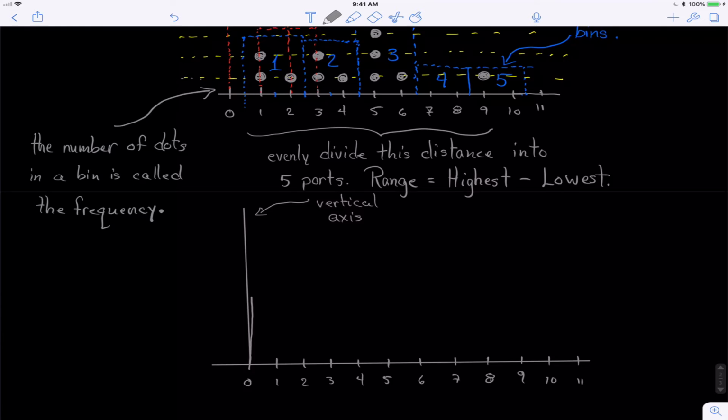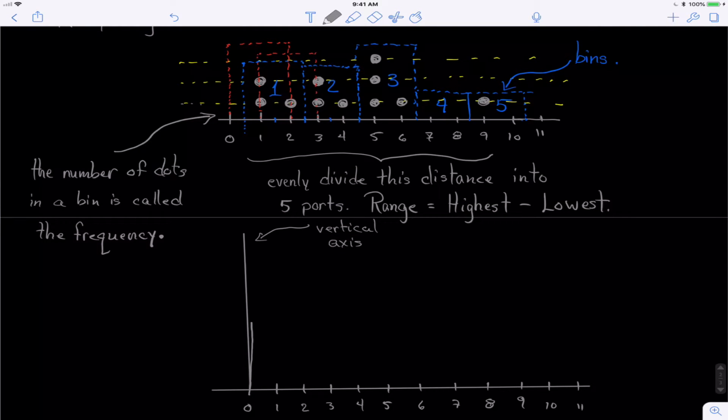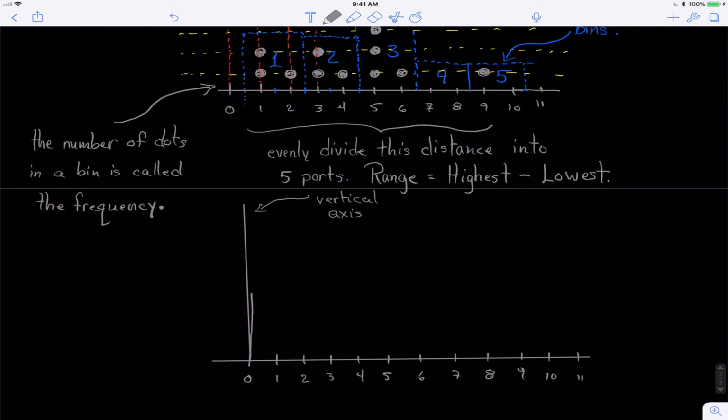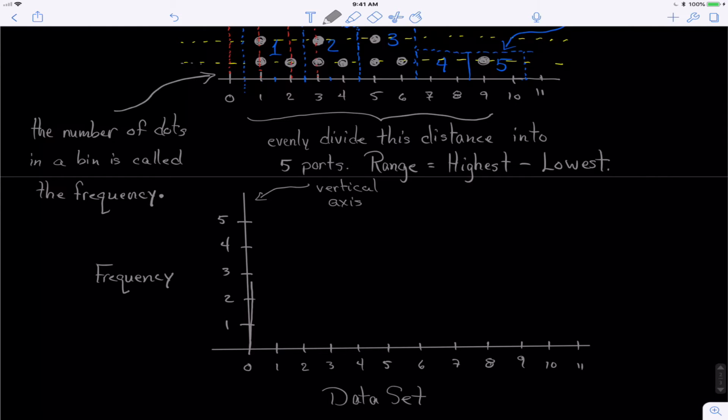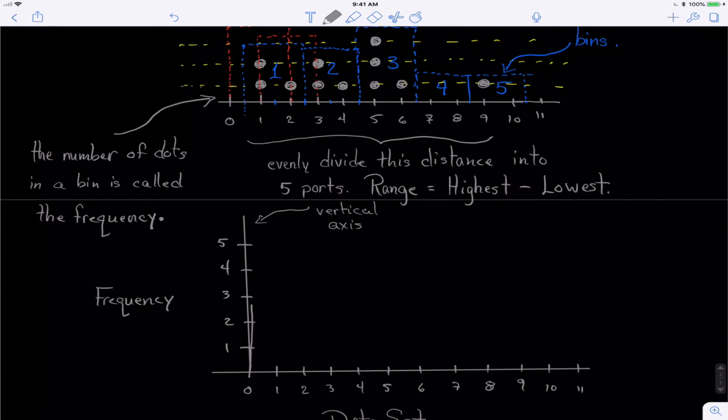Okay, and now notice the highest frequency we have comes from this bin number 3. We have 4 values. So we probably want to take our graph to at least 4, maybe 5. Let's try 1, 2, 3, 4, and 5. And we'll label this 1, 2, 3, 4, and 5. And let's label this on this vertical axis. This is our frequency. And on this horizontal axis, this is our data set information.